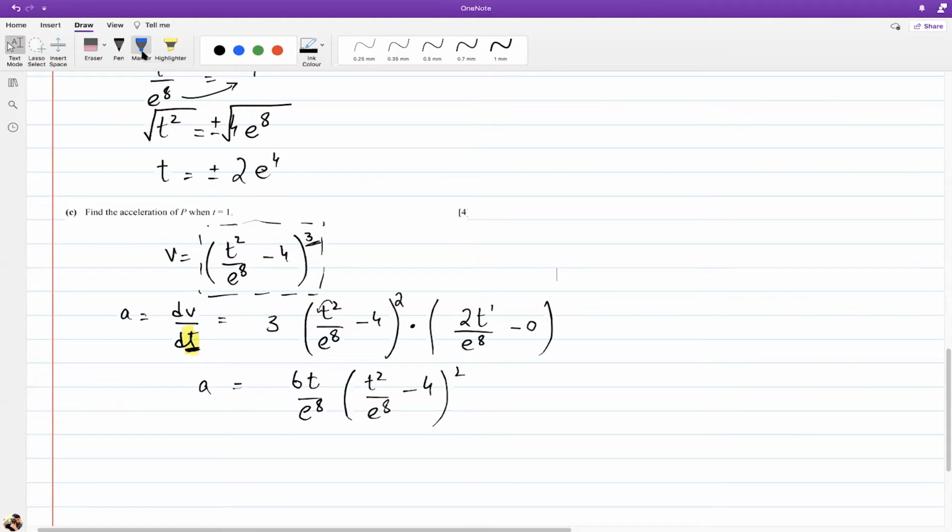Sir, if e raised to the power 8 is a number, then why didn't you make its derivative 0? Like we took the derivative of 4 as 0. Good question. The thing is, e power 8 is multiplying or dividing t square, so it will just remain as it is. There is no need to take its derivative separately.